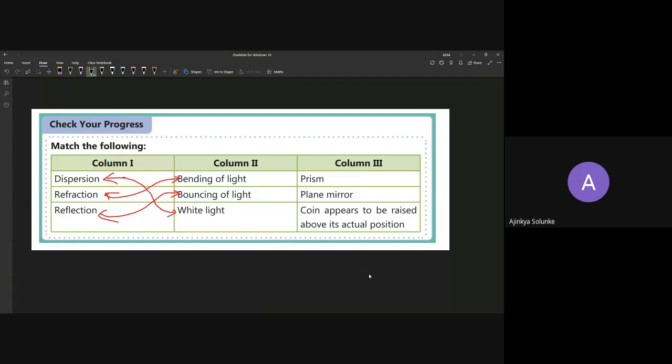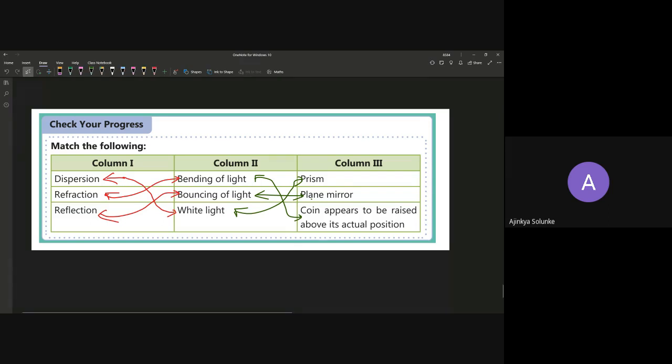That bending of light means refraction. Let's talk about dispersion first because it's very simple. White light: should we connect it to prism, plane mirror, or coin appears to be raised? Prism. Okay, connected to prism. What about plane mirrors? Will it have refraction or reflection? Reflection. Correct. So bending of light will be going with the coin that appears raised.